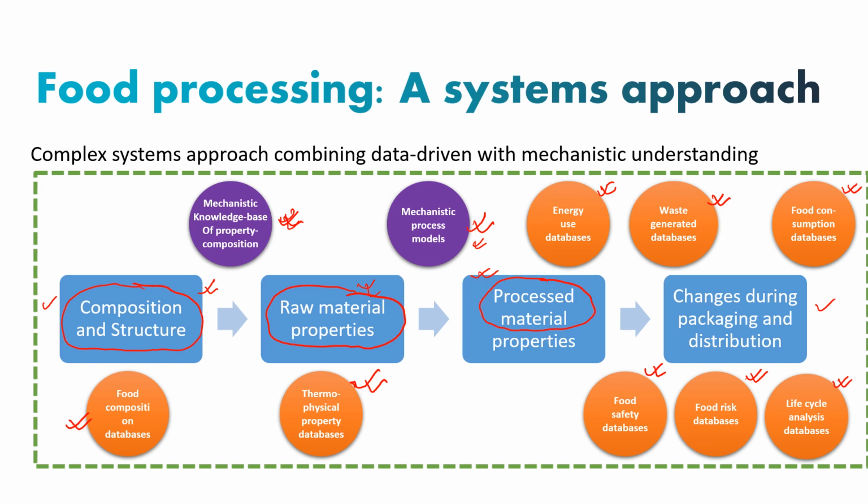And there are also changes during packaging and distribution, and we have this kind of kinetics or shelf life databases. All of these, both the data, and sometimes it can be big data, but lots of data plus models like this one or like this one, process models, they all can be put together in a system level understanding and optimization using what is now beginning to be developed for food, a systems approach.